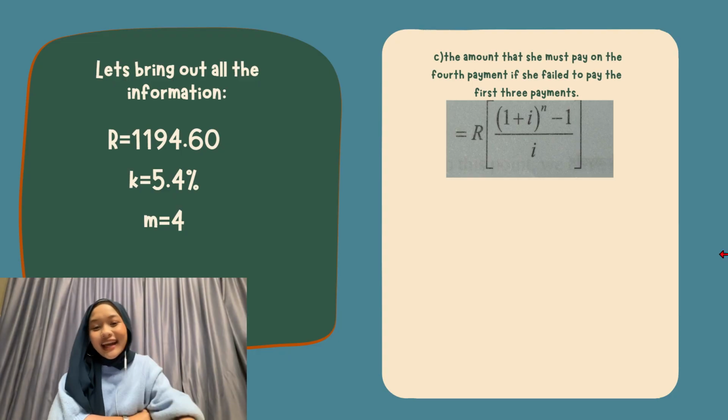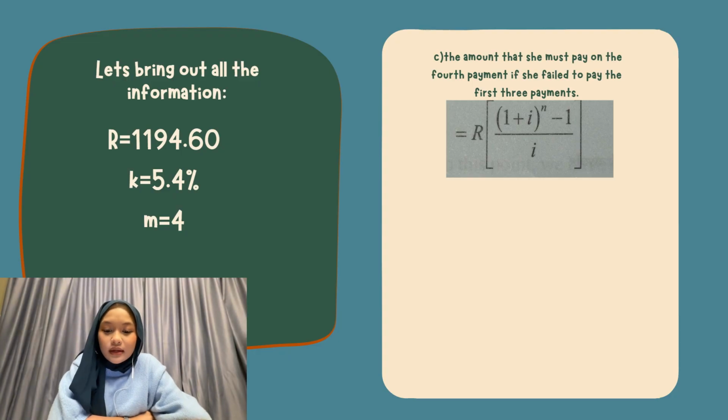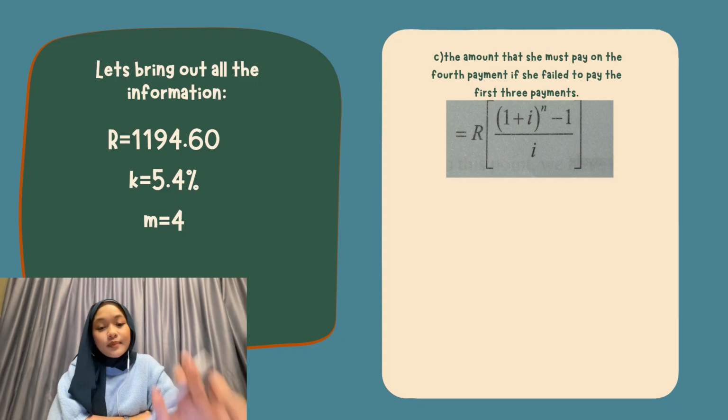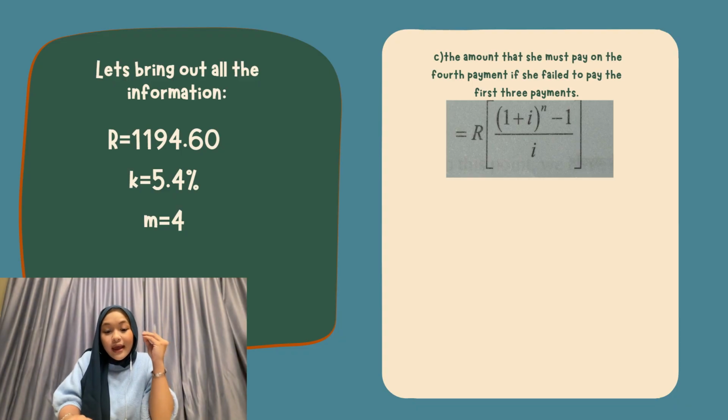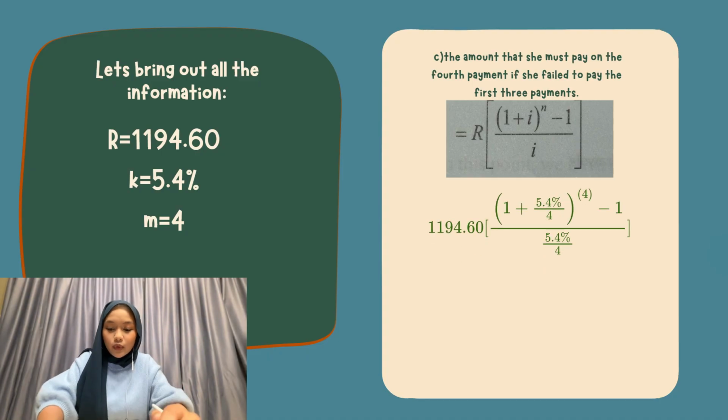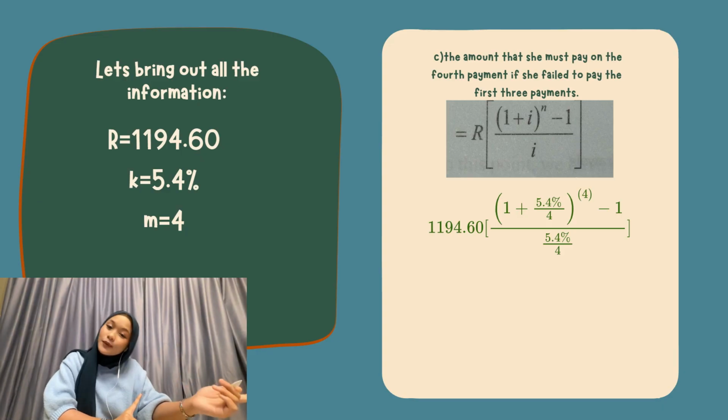Last question for today. Question C. Okay, so question C is about the amount that she must pay on the fourth payment if she failed to pay the first 3 payments. For this question, N equals to T. Okay, no need M. No need M, okay? Just need T. How much time that she have to pay, okay? Which is 4.